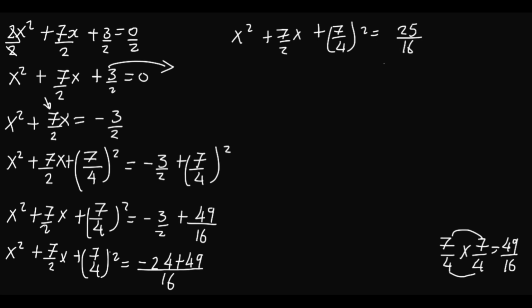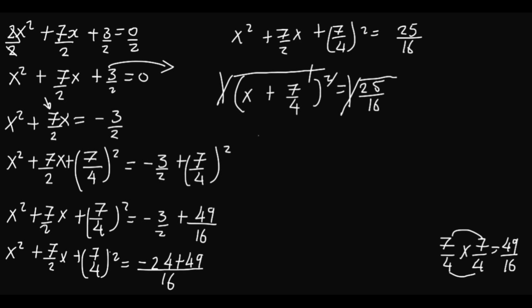From there, now after we've simplified the right side, we can now open the brackets the usual way. So we have x plus 7 over 4. So I'm sure by now you've gotten the pattern. So it is equal to now 25 over 16. So we introduce the square root on both sides.